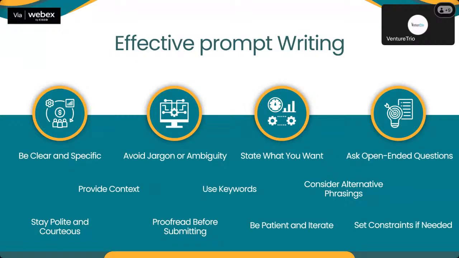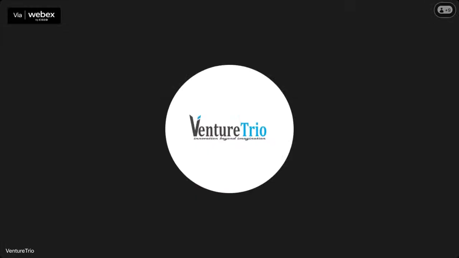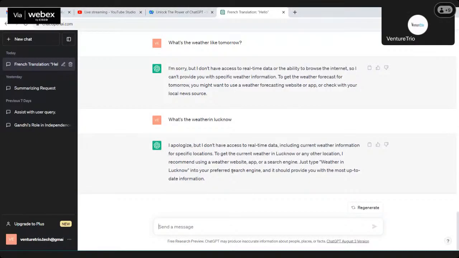So let's try some prompts for different fields again. After that, we will move on to prompt engineering. And then again sharing my window. Is it visible?